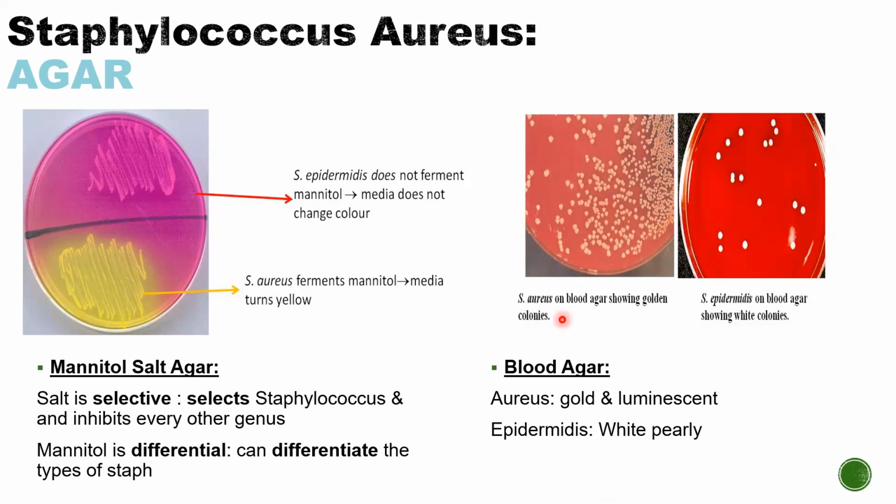Okay, I'm not sure about the differential part. I don't think it's differential. I don't know. I'll double check and let you know. But just know that by growing different species on the blood agar, you're able to tell what is what.